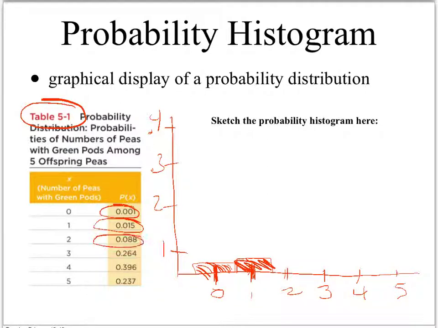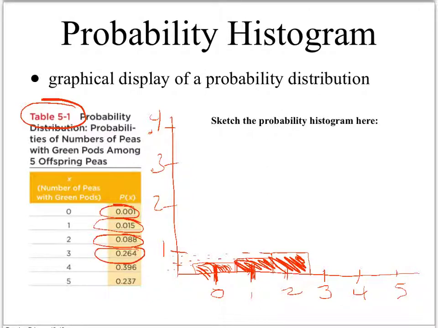Now, the random variable x has a value of 2 with probability 0.088. So I'll make my rectangle come up a little bit higher, like that. And there's the rectangle that represents that. So that's as high as it should go. If you went all the way across here, you'd be at 0.088. If you went all the way across here, you should be at 0.015. If you went all across here, you should be at 0.001. It's just a little hard to do on this iPad, but you get the idea.